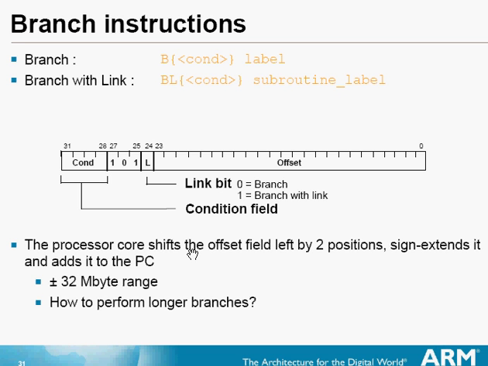The processor core shifts the offset field left by 2 positions, sign extends it, and adds it to the PC, giving a plus or minus 32 megabyte range. How to perform longer branches then? Let's see in the next slide.